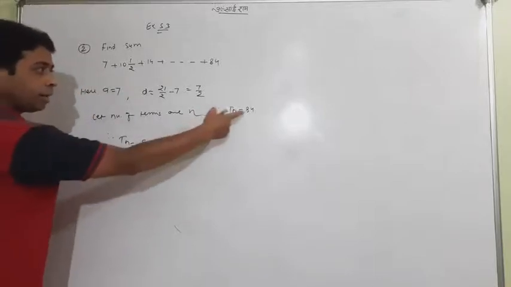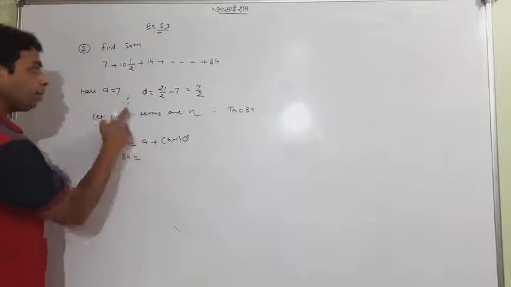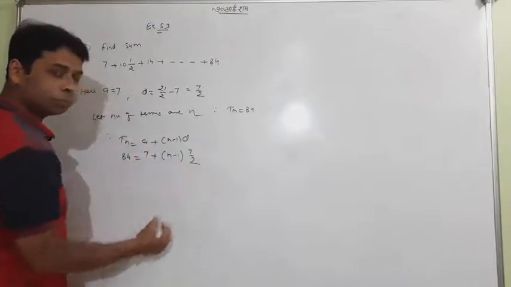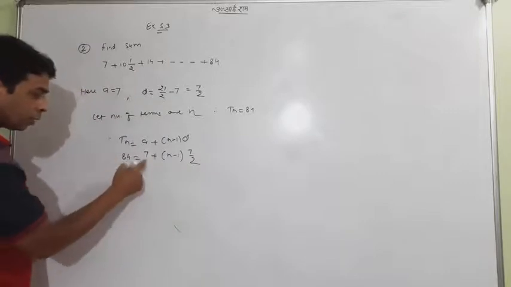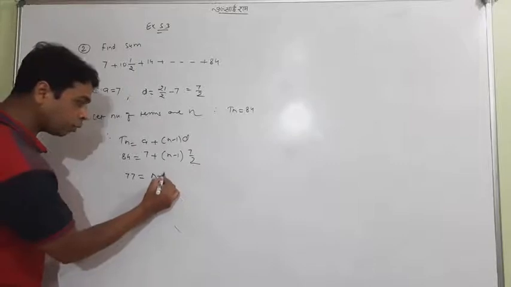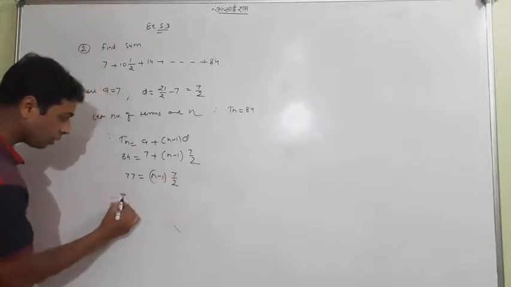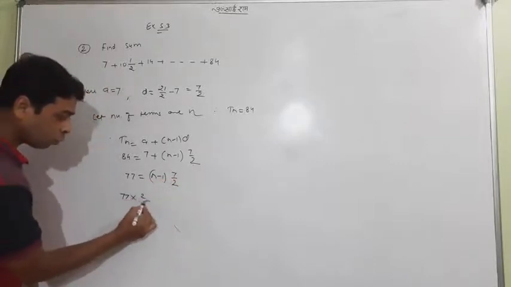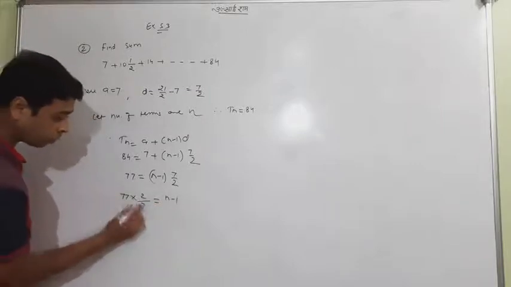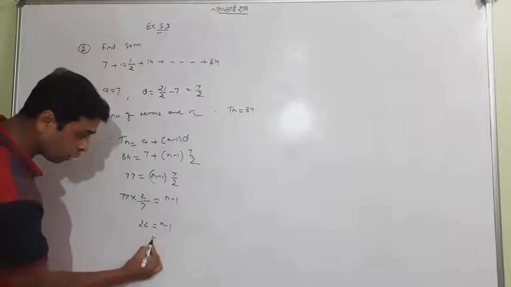So Tn means 84, a means 7, n I don't know, d means 7 by 2. Transfer 7 here, it will be 77. Then (n minus 1) into 7 by 2. Transfer 7 by 2, it becomes 2 by 7. 7, 11, cancel, 11 twos are 22. So n equals 23.